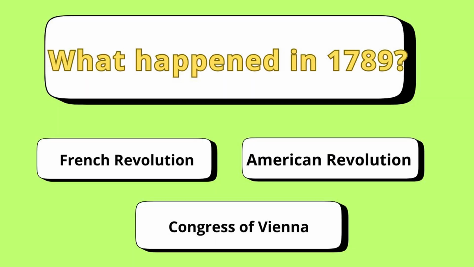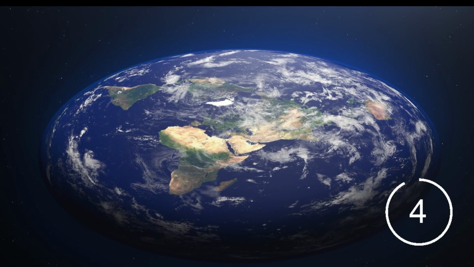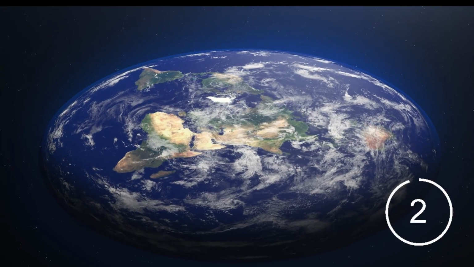What happened in 1789? A. French Revolution. B. American Revolution. C. Congress of Vienna. French Revolution.